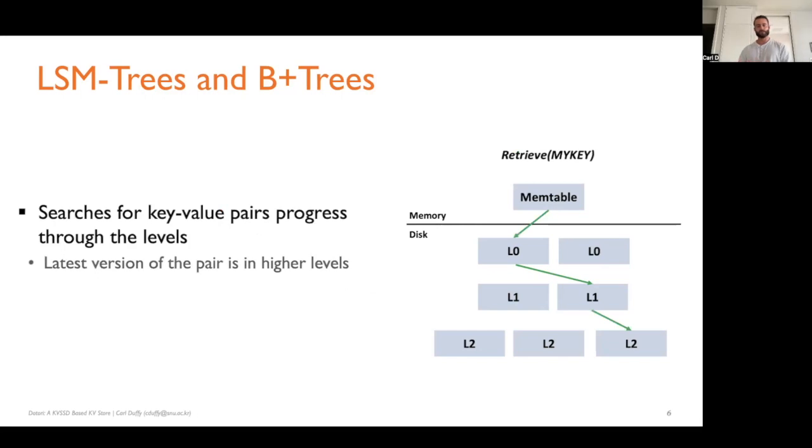Later, when we want to find a key value pair, we'll search the memory component first, then search down the levels until we find the pair we want.